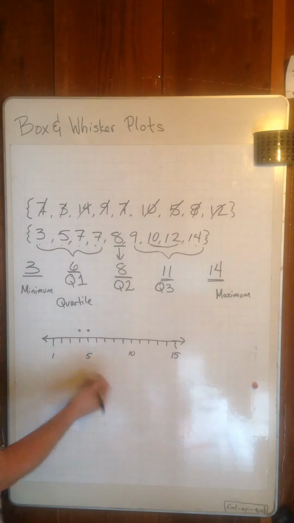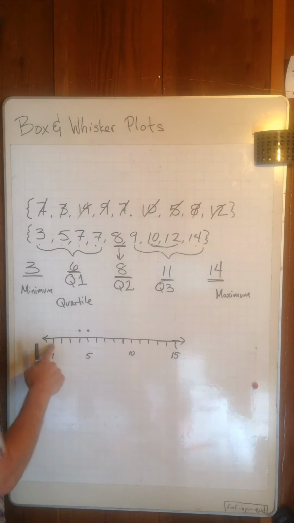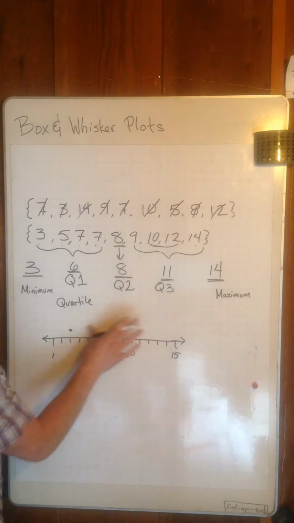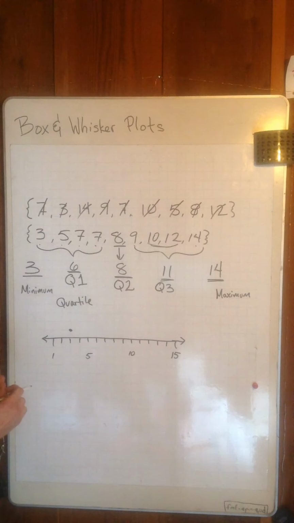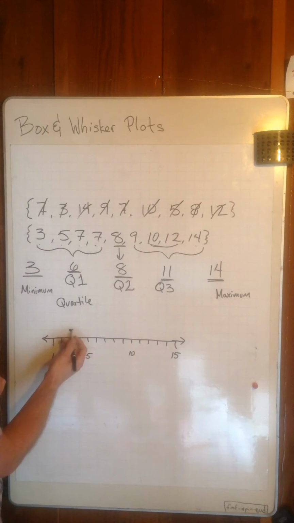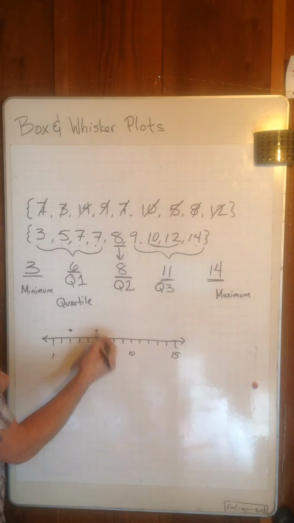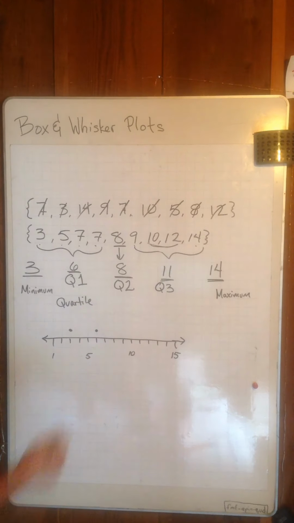Did I do that wrong? 1, 2, 3. Wow, I did it all wrong. Thanks for keeping me safe. Clear here, guys. 1, 2, 3. So that's my 3. 6 for Q1 is going to be here. That makes more sense, doesn't it?